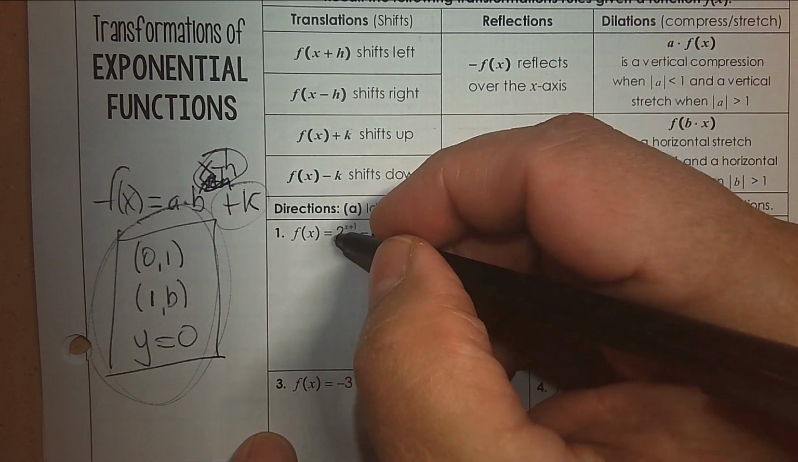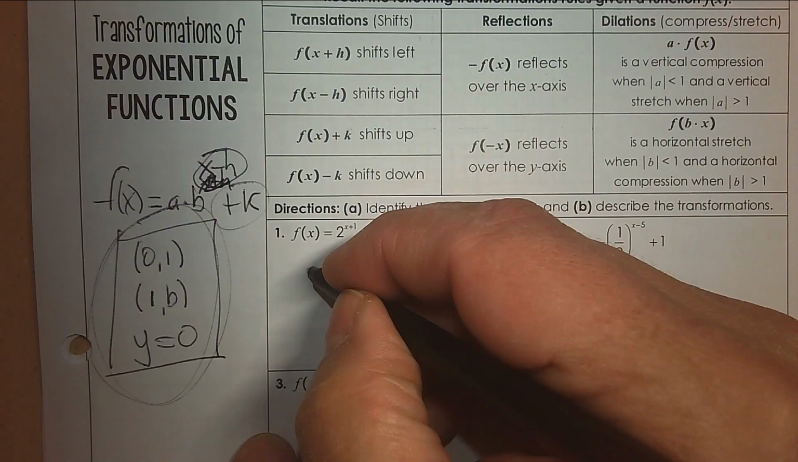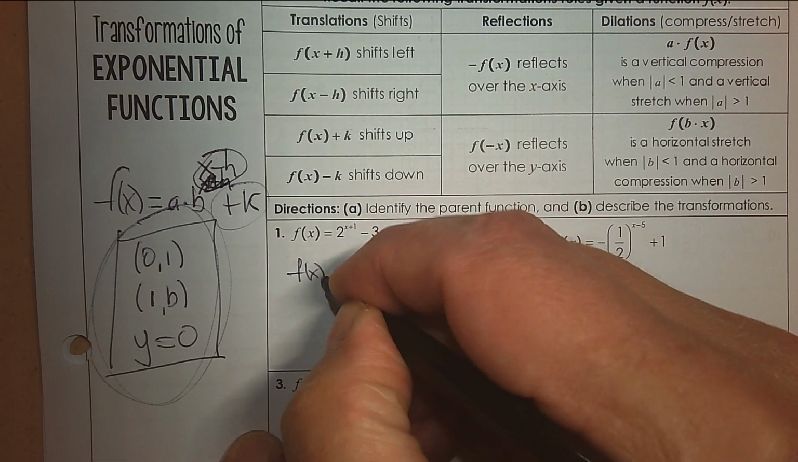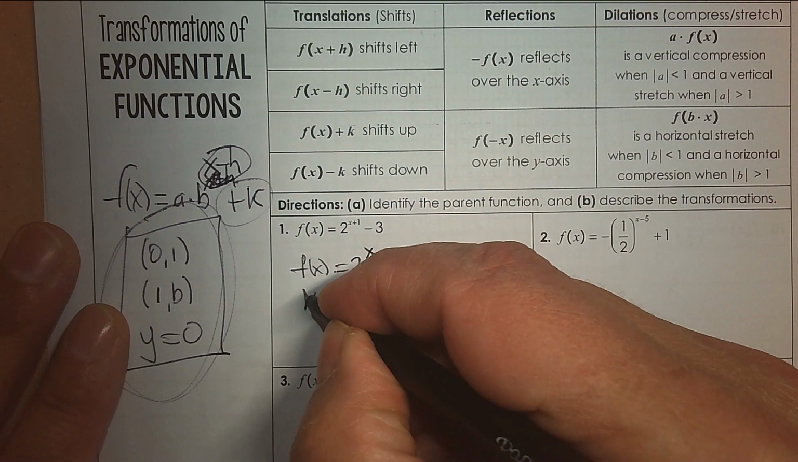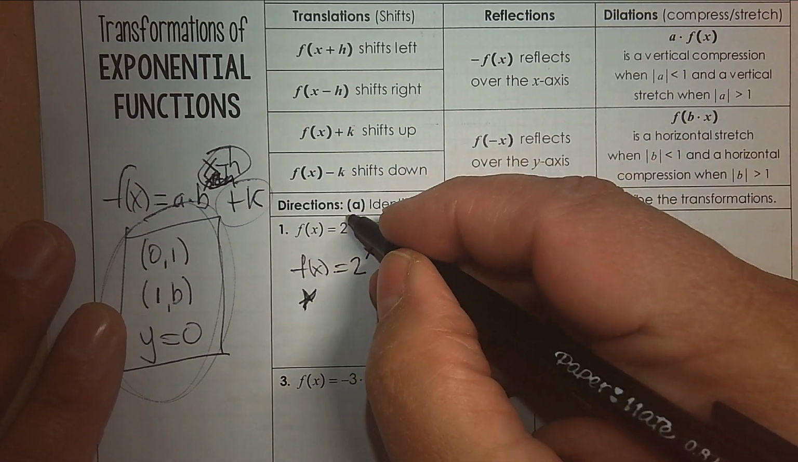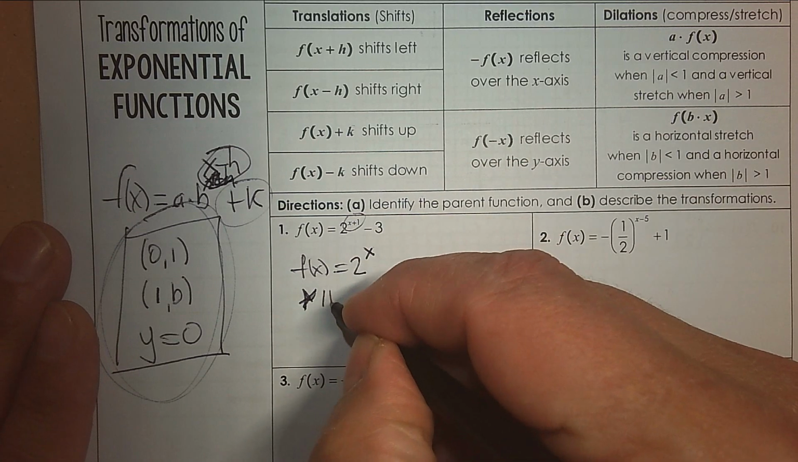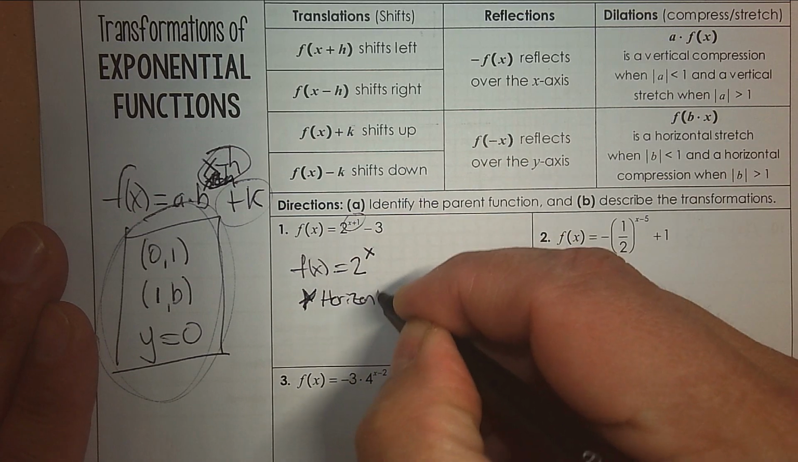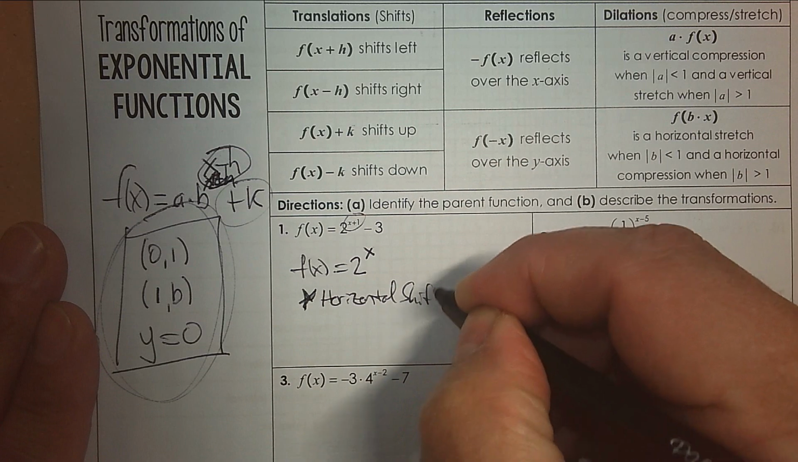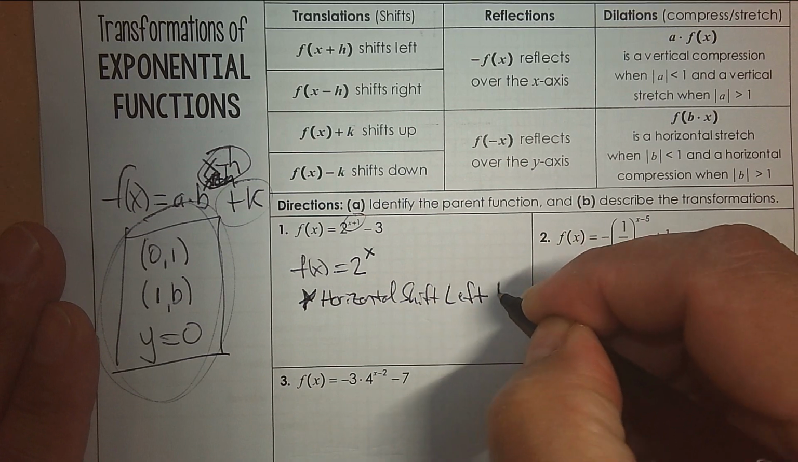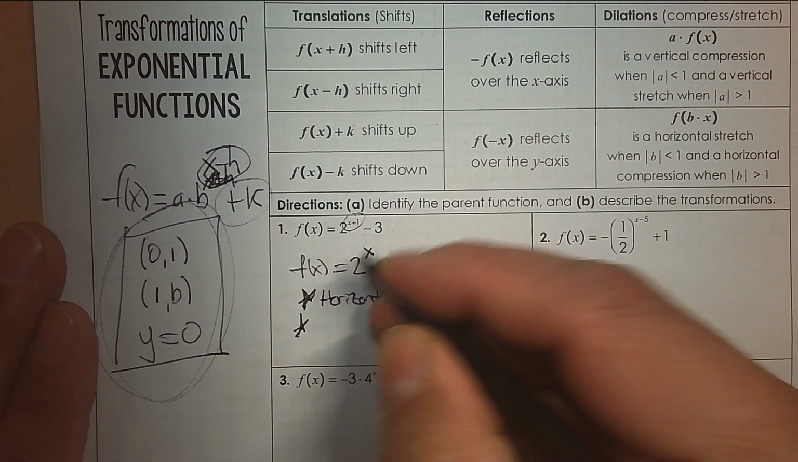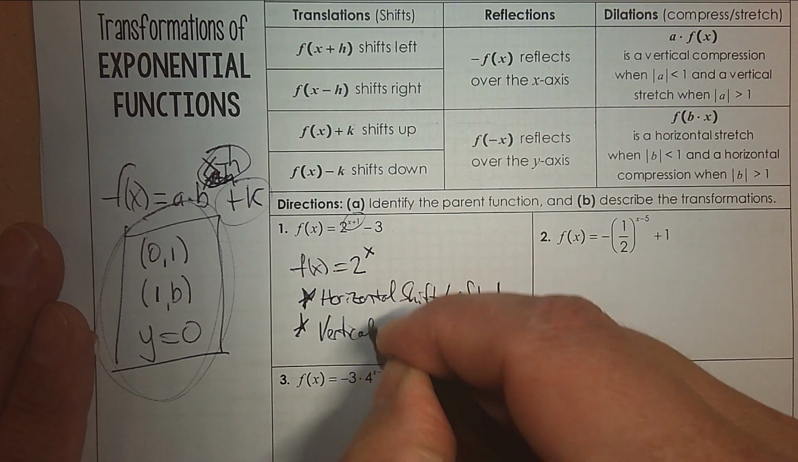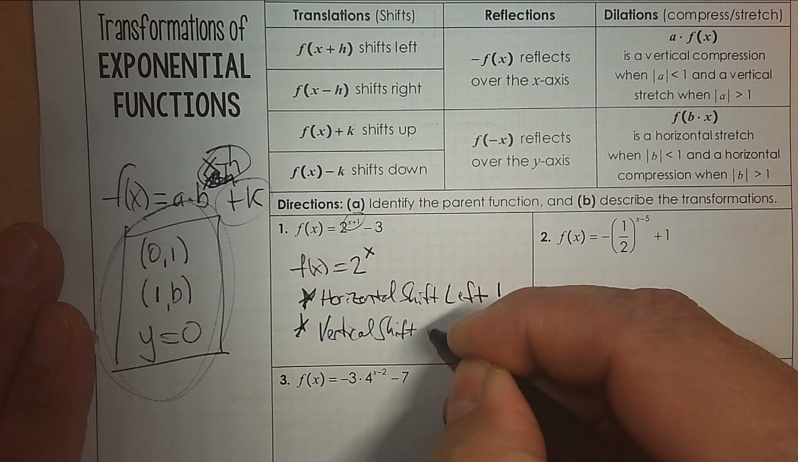So first, can you identify the parent? The parent is just the base. So in this case, the parent would be f of x equals 2 to the x. How many transformations are here? 2 of them. What does the exponent tell me? What type of shift? It's a horizontal shift. Left, how many? What does the subtract 3 tell me? Vertical shift? In what direction? Down 3.